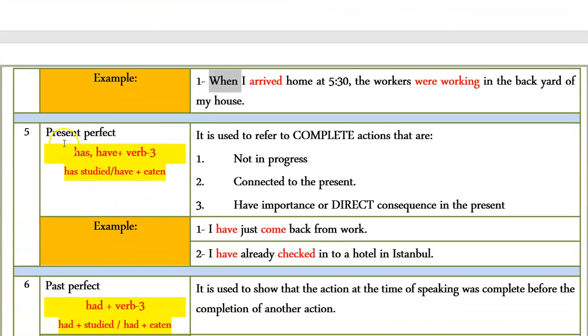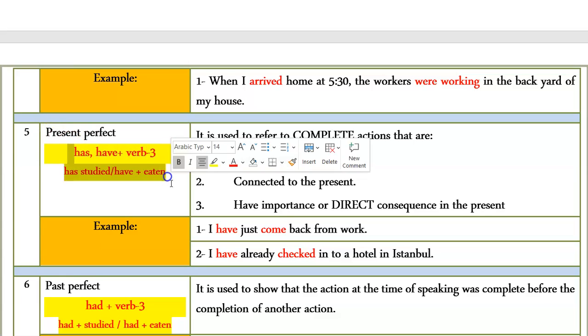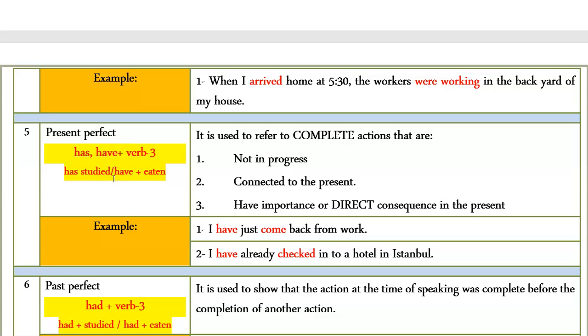Okay, the present perfect. Has or have plus verb 3. Always bear in mind that your past participle can either be regular or irregular. Okay, now have eaten or has studied. I started with the irregular first. Has eaten, that's the irregular, and then has studied, the regular.